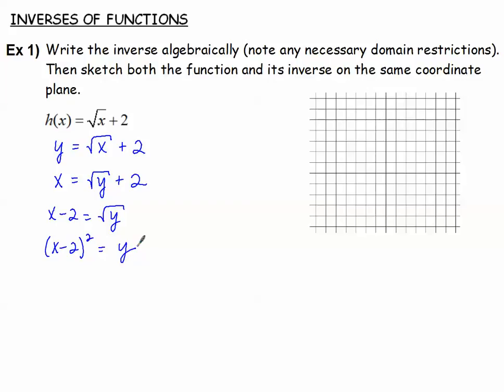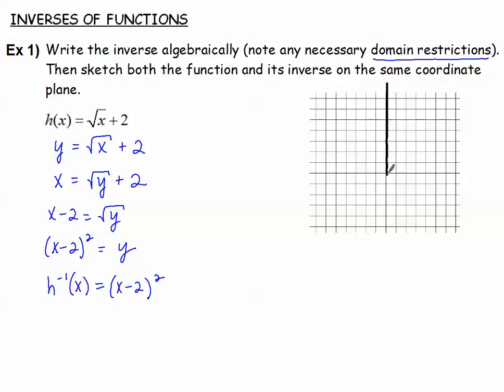It's better written with the y first. In fact, we should use inverse notation. h inverse, h to the negative 1 of x equals (x minus 2) squared. So that's part of our answer. But remember, we have to look for domain restrictions. What does that mean? Well, let's go to the graph.